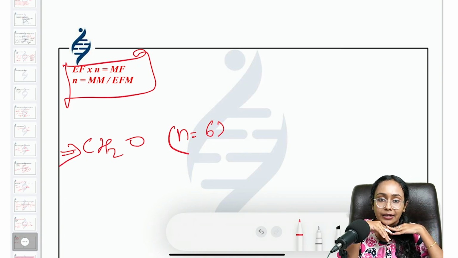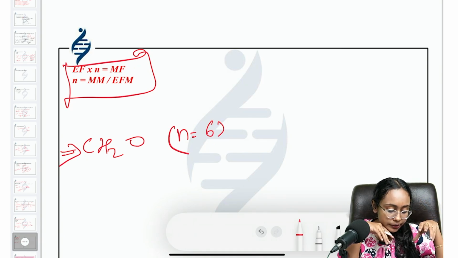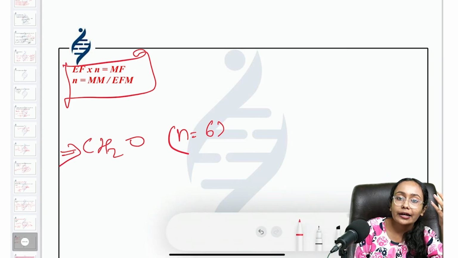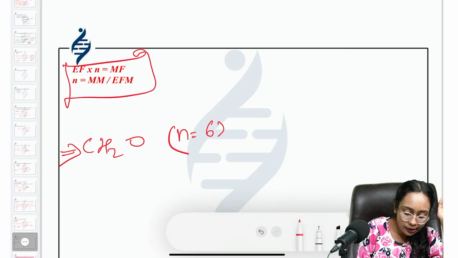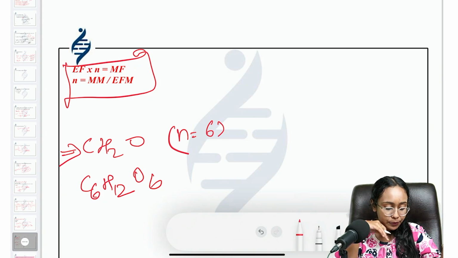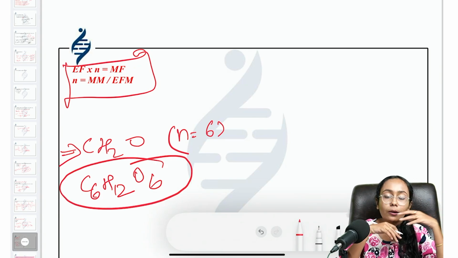I've been given the empirical formula, and I know the n value also. How will you reach the molecular formula? Just multiply the empirical formula with n. That means C6, H2 into 6 gives 12, and O 1 into 6 means 6. So this is the molecular formula of glucose.